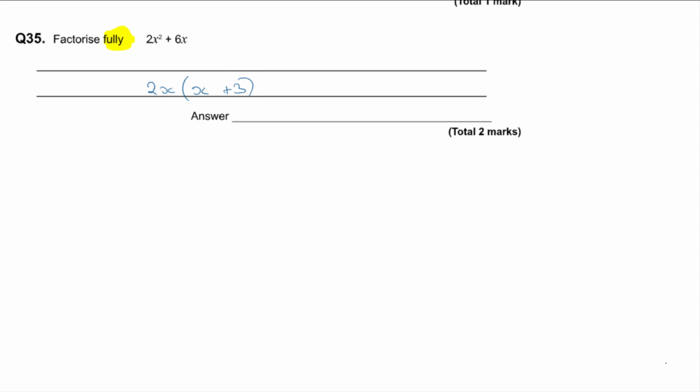Again, if you partially factorised it to 2 lots of x squared plus 3x, can you see that the expression inside has both got x's in? So it's not fully factorised, it's only partially factorised. And if you brought the x out and had 2x plus 6 inside your bracket, then this 2 and this 6 have got 2 in common, so it's only partially factorised. Both those versions would be worth 1 mark. This fully factorised version would be worth 2.